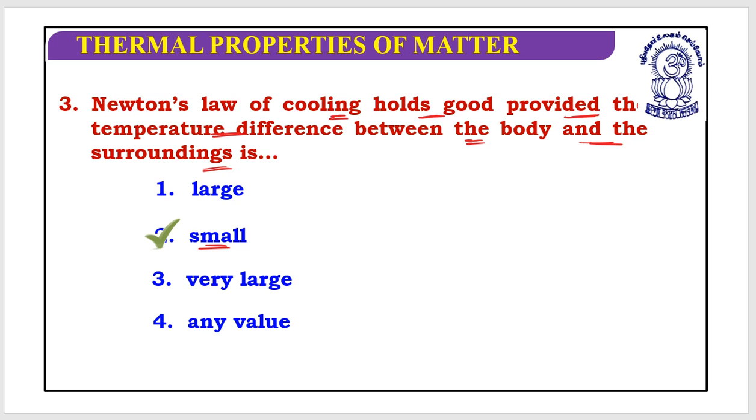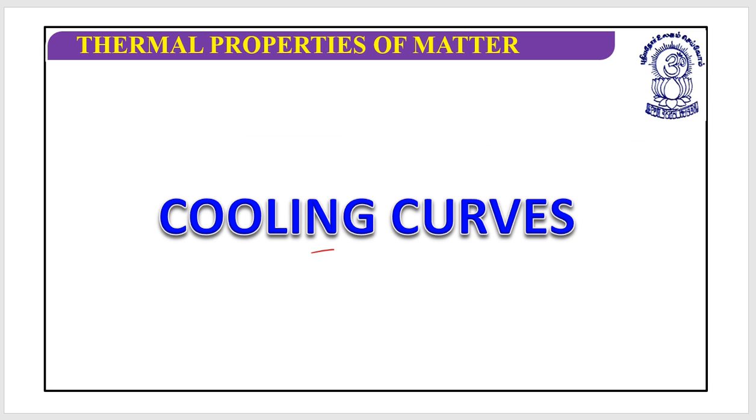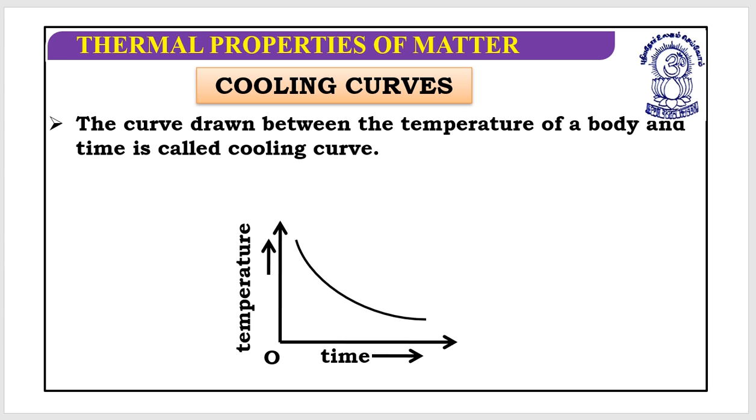So this is what we understood from Newton's law of cooling, that it can be used when the temperature difference is small enough. Now, let's discuss some of the cooling curves, that means how the temperature is going to drop. It is the curve drawn between the temperature of a body with respect to time. That is what we call a cooling curve.